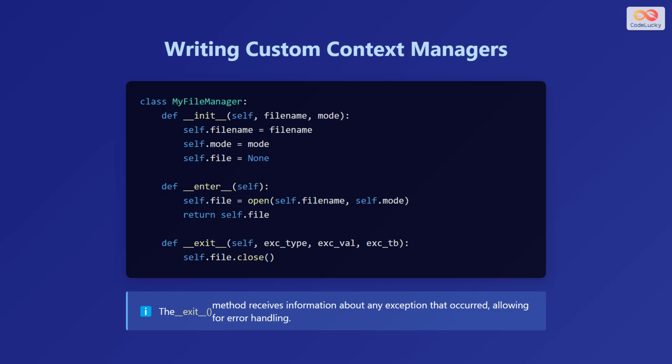Now let's see how we can write our own custom context managers. We define a class called myFileManager with an initialization method that takes the file name and mode as arguments. The __enter__ method opens the file and returns the file object. The __exit__ method closes the file. The __exit__ method receives information about any exception that occurred, allowing for error handling. By defining these two methods, we can create our own context managers for any resource that needs careful handling.